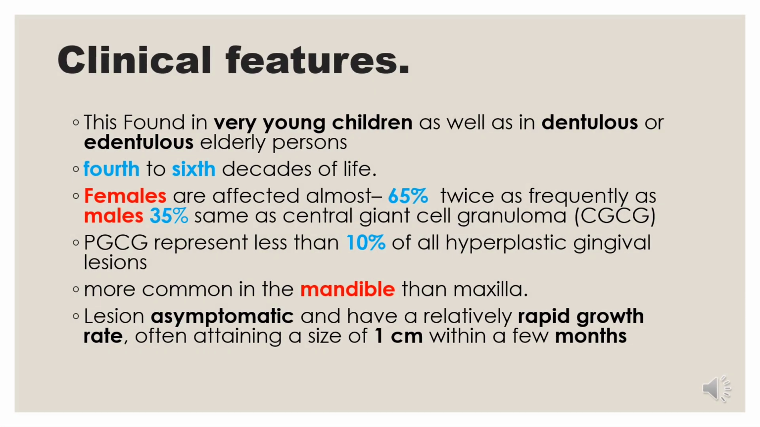Clinical features. This is found in very young children as well as in dentulous or edentulous elderly persons, in the 4th to 6th decades of life. Females are affected almost twice as frequently as males, 65% versus 35%, the same as central giant cell granuloma, CGCG. PGCG represents less than 10% of all hyperplastic gingival lesions. It is more common in the mandible than the maxilla. The lesion is asymptomatic and has a relatively rapid growth rate, often attaining a size of 1 cm within a few months.